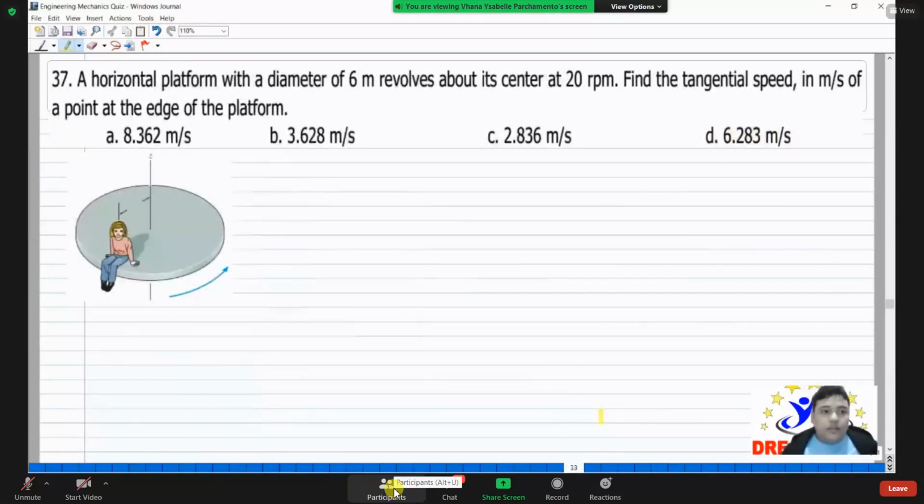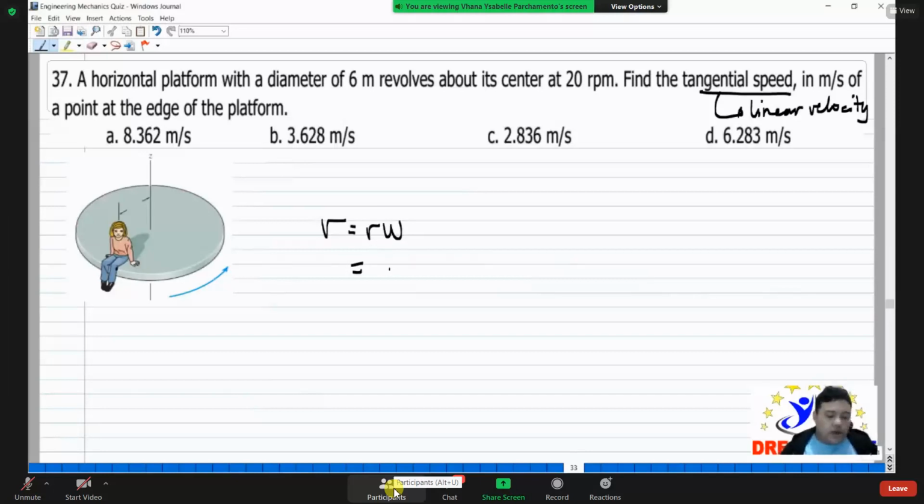Okay, number 37. A horizontal platform with a diameter of 6 meters revolves about its center at 20 revolutions per minute. So, hahanapin natin yung tangential speed or the linear velocity in meters per second at the point at the edge of the platform. So, kapag edge ng platform, yun na mismo yung radius. So, V is equal to R omega.